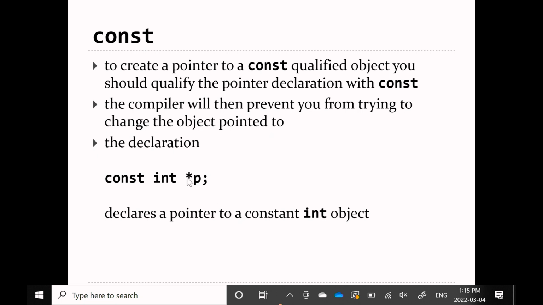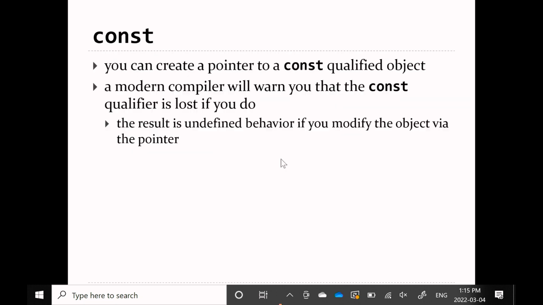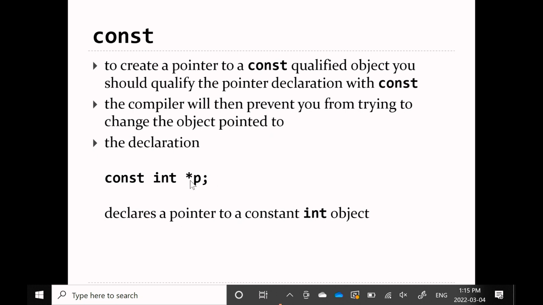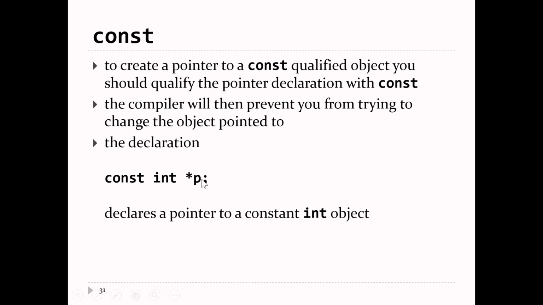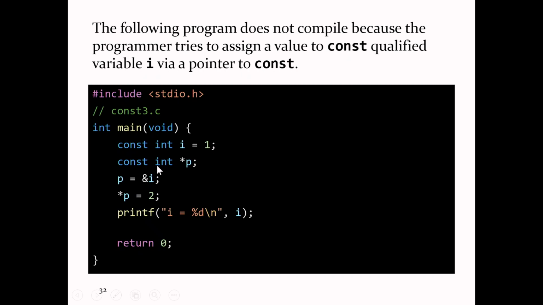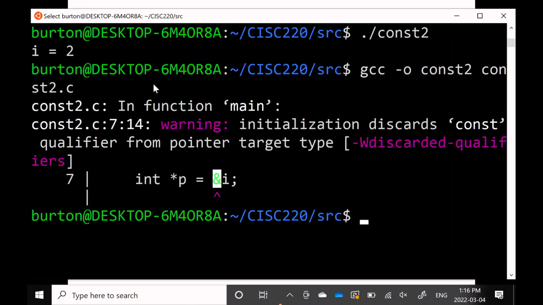Now the way you read this is: the star means that you've got a pointer. What is the pointer pointing to? It's pointing to a const int object. So when I make p point at I and try to dereference p and change its value, the compiler will prevent you from doing this, because here you're saying p points to a constant int object. If you try to dereference the pointer and change its value, the compiler will flag that as an error. So this is probably const 3.